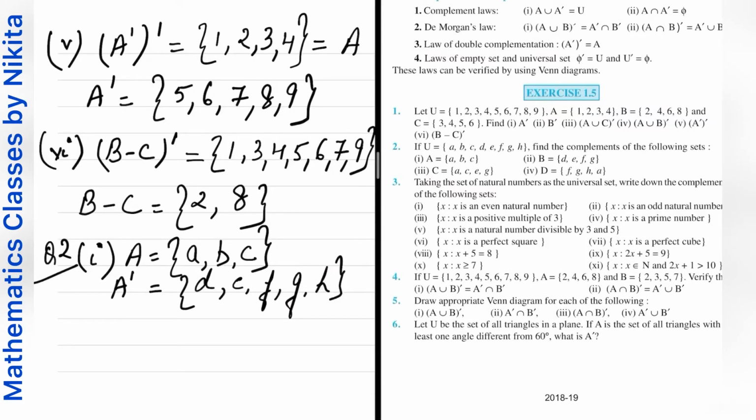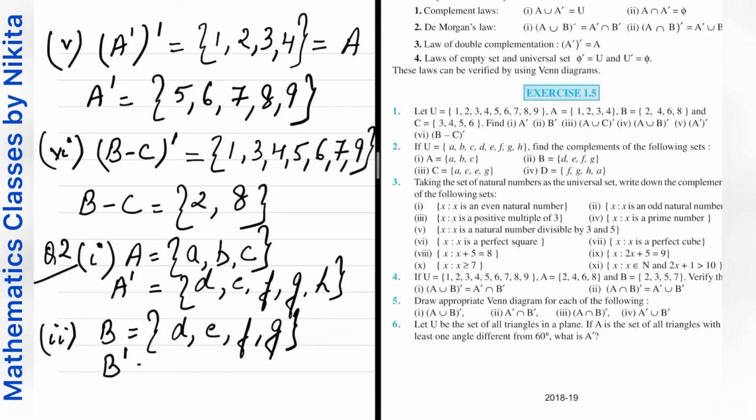Okay. Next part, B is given to be D, E, F, G. You have to find its complement with respect to U. So it will be A, B, C. Then the remaining elements D, E, F, G are there, but H is not there. So therefore, I will write H also.